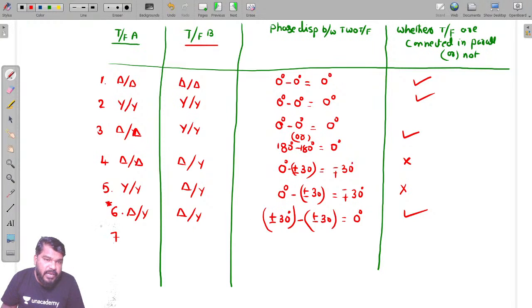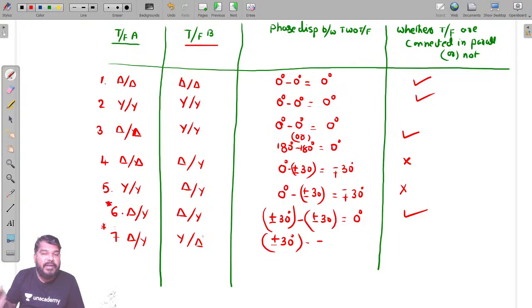And one more is also very important. See, one is a delta star and the other one is a star delta three phase transformer. The transformer A connection is a delta star and transformer B connection is a star delta. So if delta star is plus 30 degrees, then for star delta it will be minus 30 degrees, so that the phase displacement is 60 degrees here. So therefore these transformers are not connected in parallel, okay.